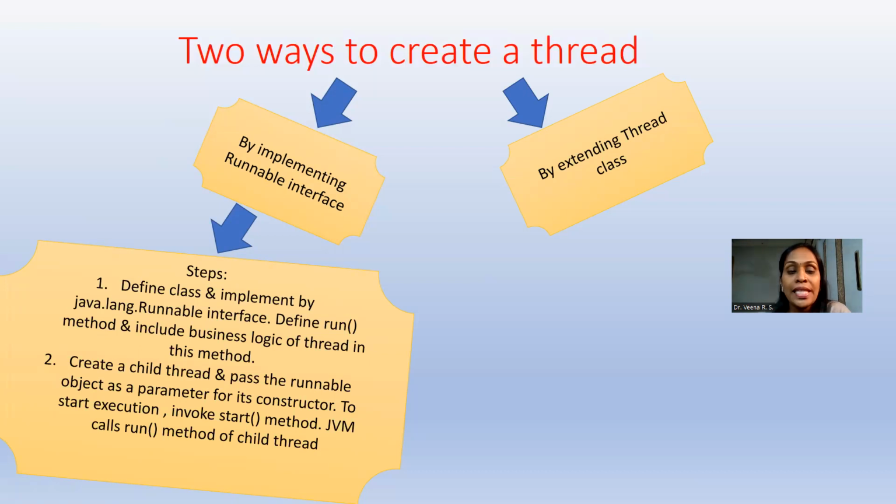That means creating a child thread of that particular class, or that particular object of the class, and passing the runnable object as a parameter to its constructor. And to start execution, because the business logic of a thread to be executed in parallel is stored in the run method, the run method will start executing the moment you invoke the start method. The moment you invoke start, the JVM will look for the run method of the child thread, and that run method which contains the logic will start executing.